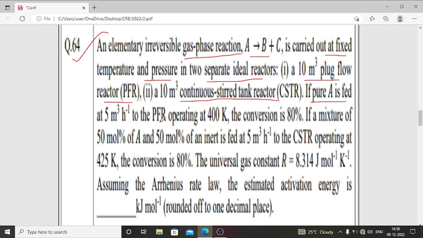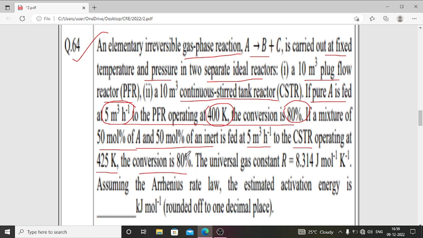If pure A is fed at 5 meter cube per hour to the PFR operating at 400 Kelvin, the conversion is 80%. So here pure A is fed to the PFR, volumetric flow rate v0 is 5 meter cube per hour, temperature 400 Kelvin, conversion XA 80%. If a mixture of 50 mole percent A and 50 mole percent inert is fed at 5 meter cube per hour, this is the volumetric flow rate, to the CSTR operating at temperature 425 Kelvin, the conversion is 80%.